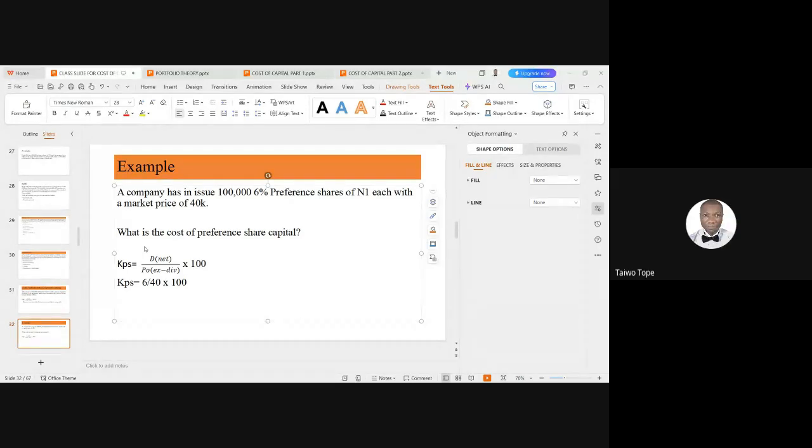So the cost of preference share when it is irredeemable will be what? We'll pick another example to explain this further. So when you compute, the result will be what here? 6/4 like this, 10%.